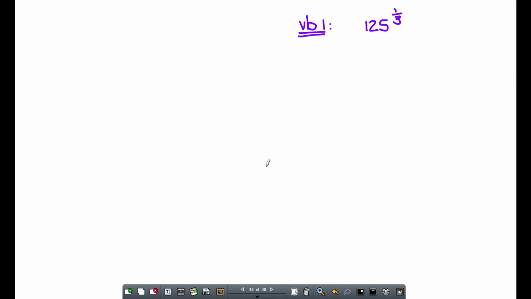So we're going to start with an example. So you would have seen in the homework, we only had whole numbers as exponents.